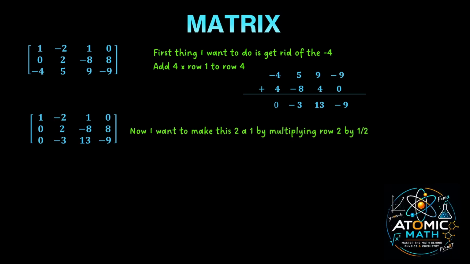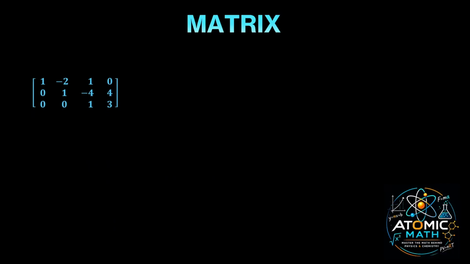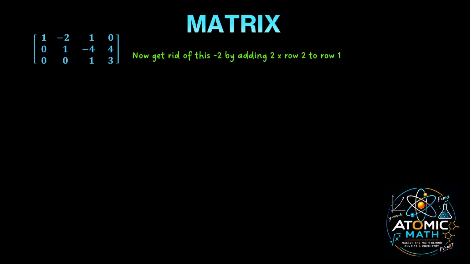Now I want to make this 2 a 1 by multiplying the row by 1/2. And if I do that, I'm going to end up with this matrix here. So now you can see the first column I have 1, 0, 0. That's what I want. In the second row, I have the 1 in the leading position, but I want that minus 2 and minus 3 to go to 0. So the first thing I'm going to do is subtract 3 times row 2 from row 3 to get rid of this minus 3 right here. And if I do that, I'm going to now have this matrix. Okay, let's move this up. Now I want to get rid of this minus 2. And to do that, I'm going to add 2 times row 2 to row 1. And once I do that, I have this matrix.